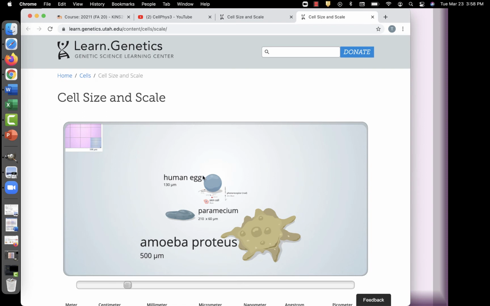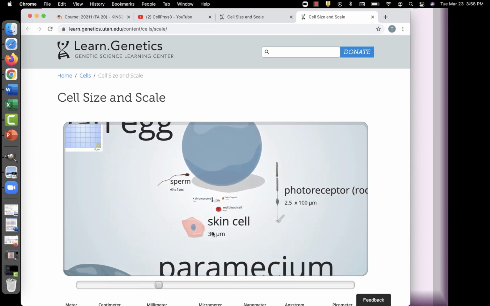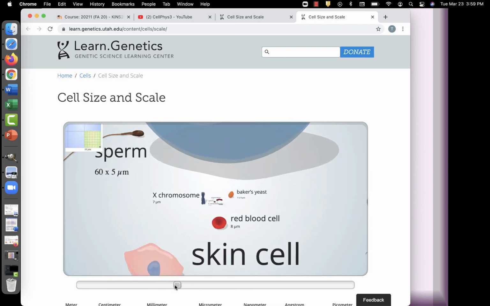Now we can finally see, oh, there's that human egg cell. And so, oh, look, 130 micrometers. You can also see down here a skin cell. A skin cell is also a type of epithelial cell. Now we can also see a sperm, and you can see it next to the egg. Here's a photoreceptor, which we find in the retina of the eye. And here is a red blood cell. And so, again, pretty small. And you have trillions of those guys.